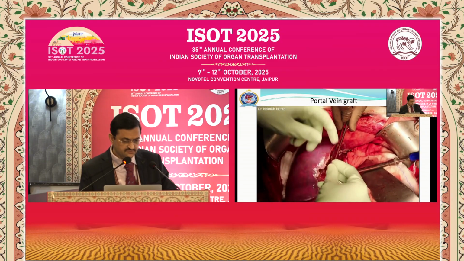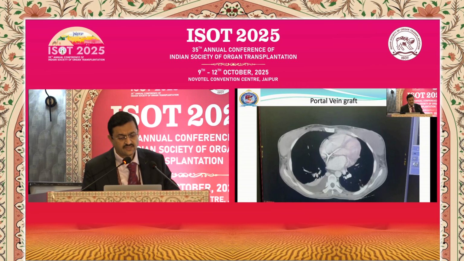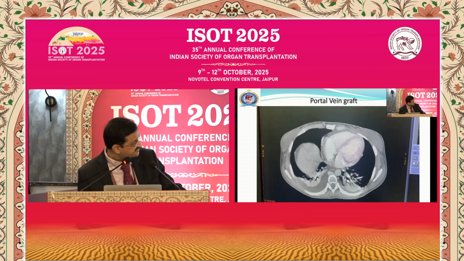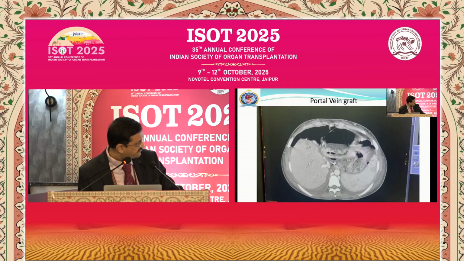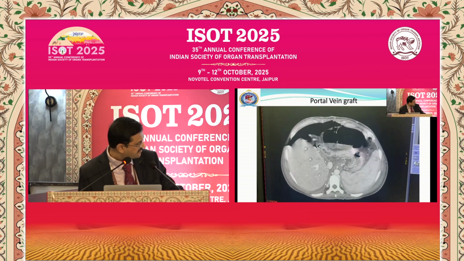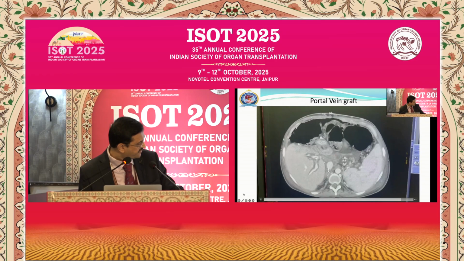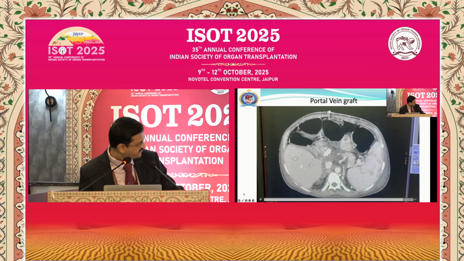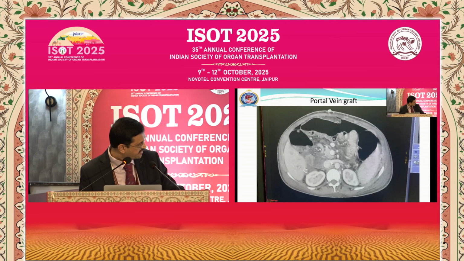The rest of the things were done as you would do for the standard anastomosis, and this is the post-transplant CT showing a patent PTFE graft. That's the portal vein coming up, going down and joining to the SMV.